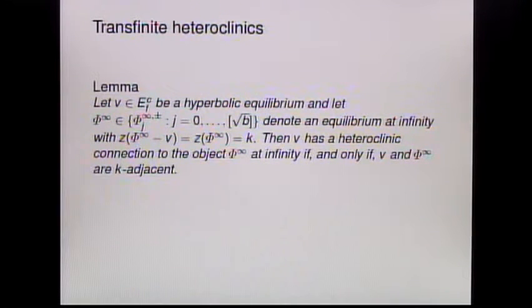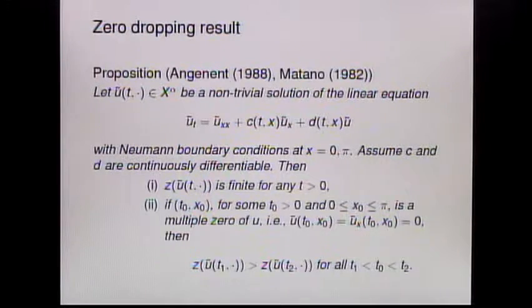If we assume that V has a heteroclinic connection to this object at infinity, then we want to prove that these are k adjacent. So we suppose by contradiction that these two objects are not k adjacent, and we want to get a contradiction to the existence of these heteroclinic connections. To prove that, we basically use this result, which is due to Angenent and Matano, and it basically says the following.